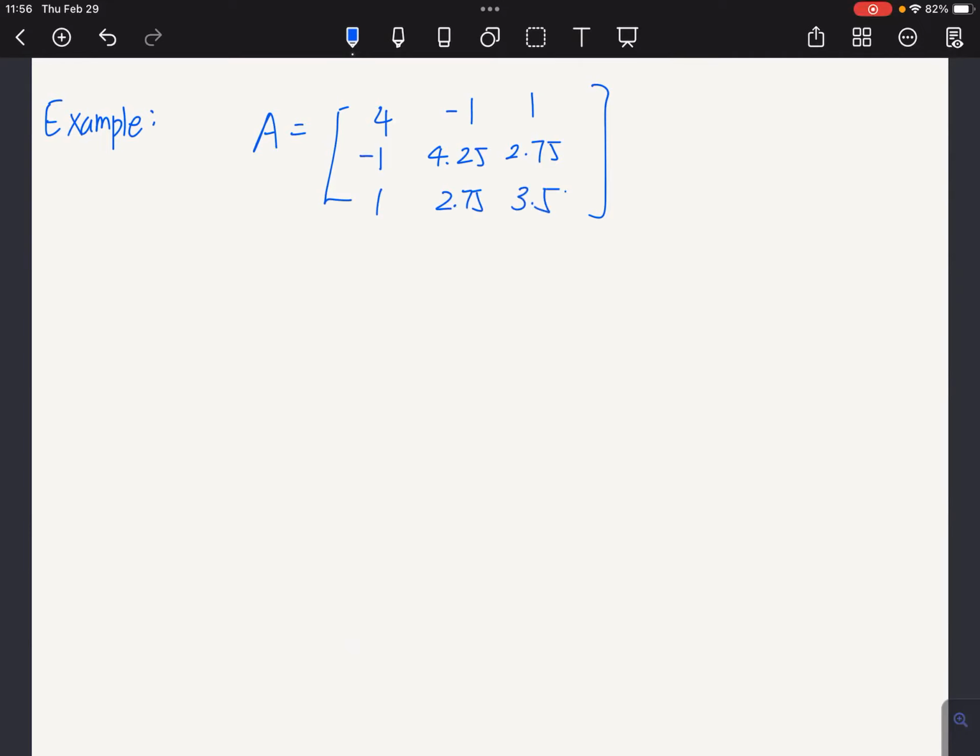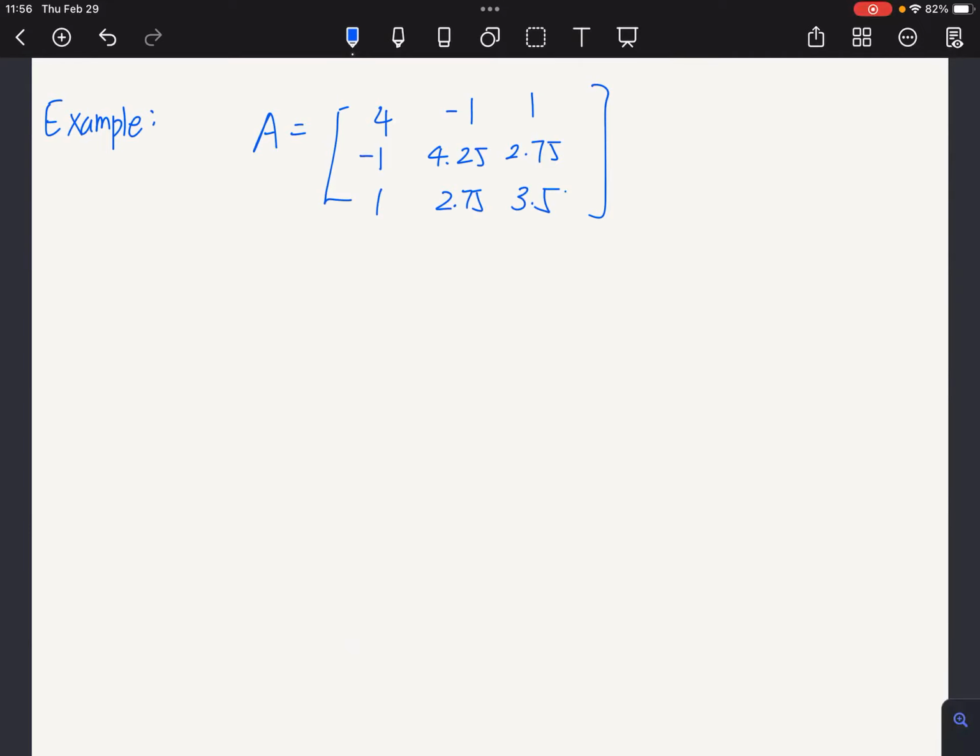For the Cholesky factorization, I have one algorithm here, but I'm going to give you one concrete example first, because it's easier to understand in this way. So for the example, I have the matrix A, and it looks like this: 4, -1, 1, then -1, 4, 2, then 1, 2, 7... (entries as given: 4, -1, 1, -1, 4, 2, 5, 2, 7, 1, 2, 7, 5, 3.5).